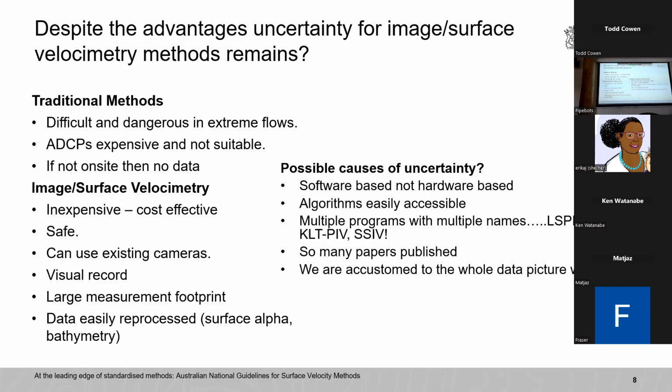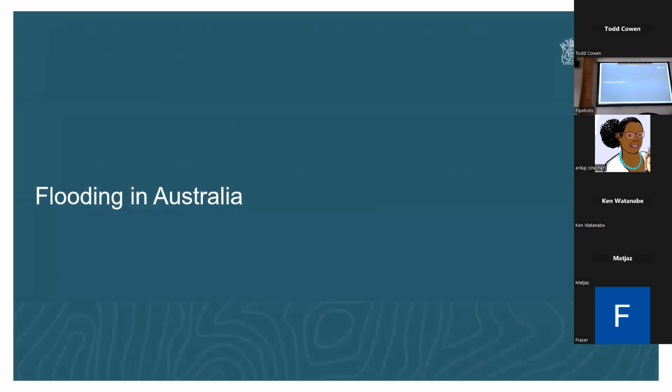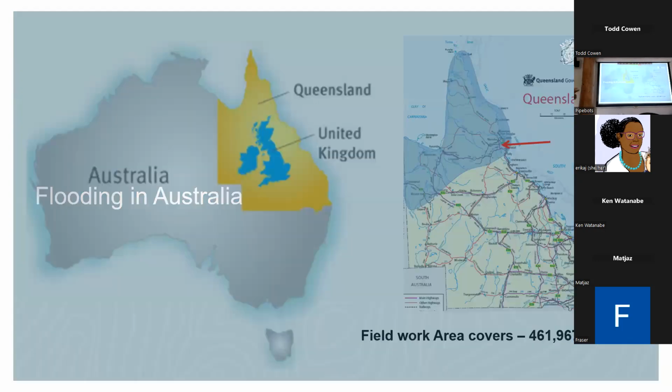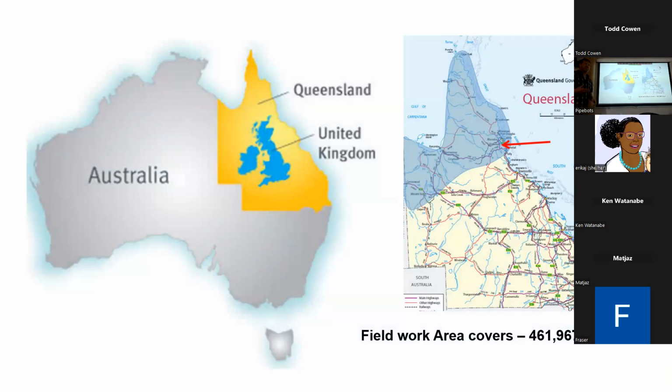Next slide, please. So I'm just going to talk about flooding in Australia now, and where I started off work and moving towards the standards. So as I mentioned, I'm from Australia, in Queensland, and it's a big place. That area highlighted in blue is roughly my work area that I cover, some 460,000 square kilometres.